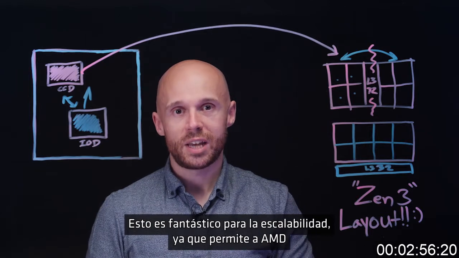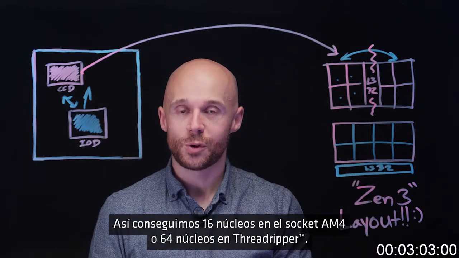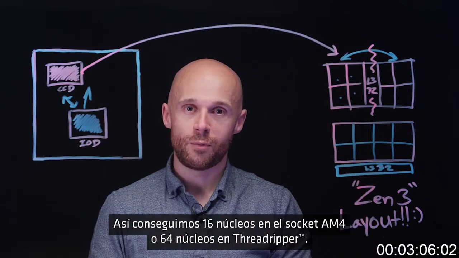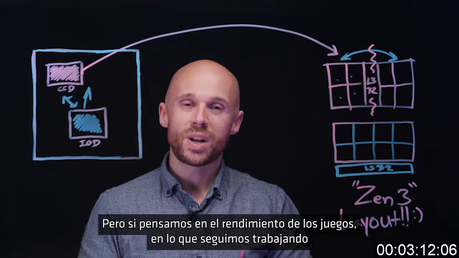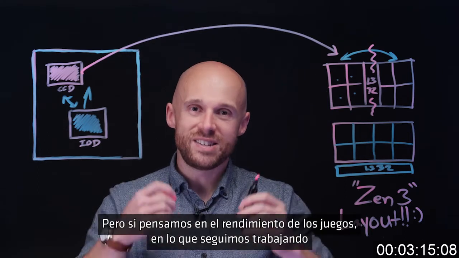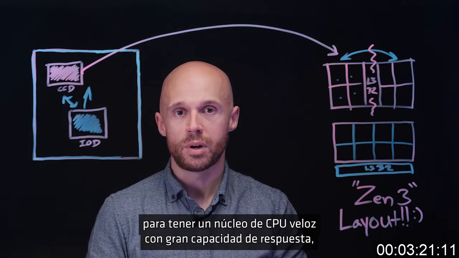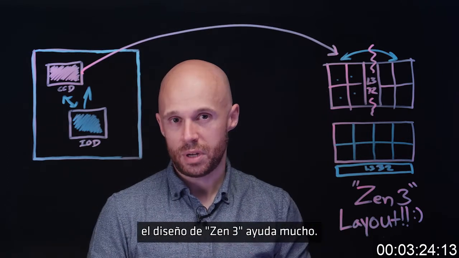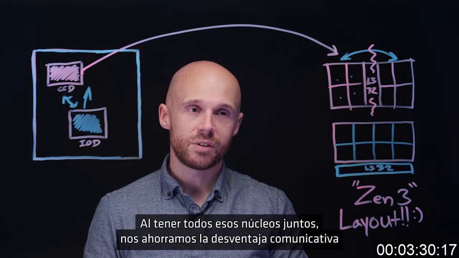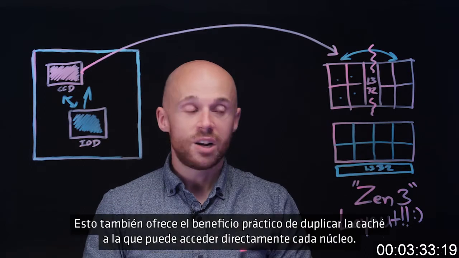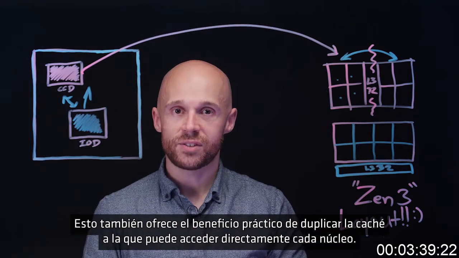And this is really great for scalability because it allows AMD to bolt groups of 4 together to make much larger blocks. So that's how we got to 16 cores in socket AM4, or heck, 64 cores with Threadripper. The design is awesome for scalability. But when it comes to gaming performance, something we're continuing to focus on and really drive hard, and also single thread performance, making that fast individual CPU core for responsive computing, the design in Zen 3 really helps. Having all of those cores together eliminates some communication penalties of leaving one group to go to the other. It also has the practical effect of doubling the cache that every core has access to directly.